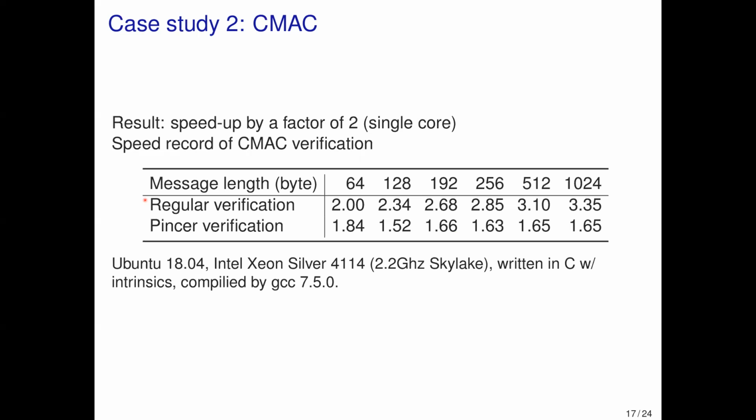This table shows the implementation result on an Intel Skylake processor. For the message of length 1 kilobyte, the number of cycles roughly halved by pincer verification. We stress that this is achieved on a single core, and it is a speed record for CMAC verification on Intel for a single core and a single message.